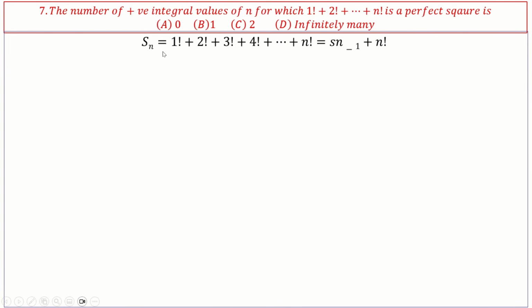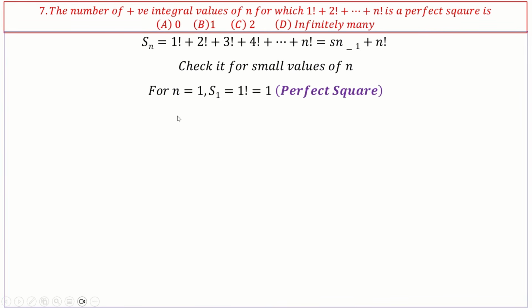Let's call this sum S of n. S n is nothing but S n minus 1, the previous sum, plus n factorial. Correct. Now check for small values of n.